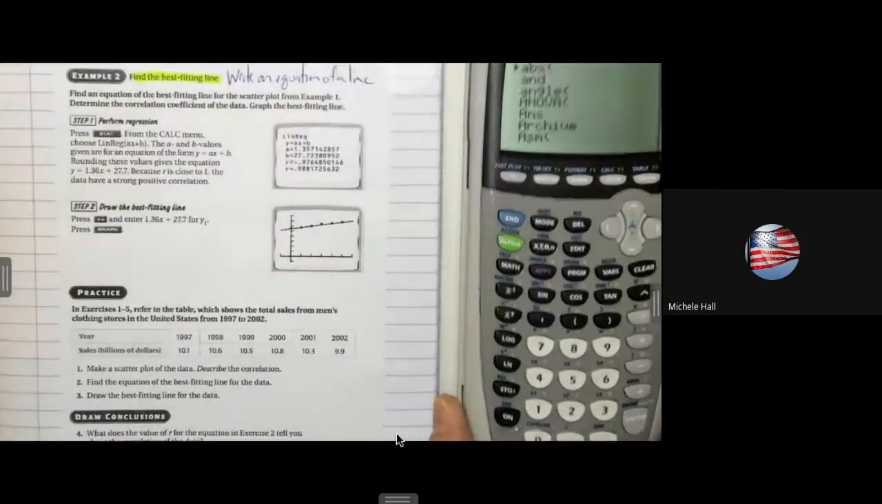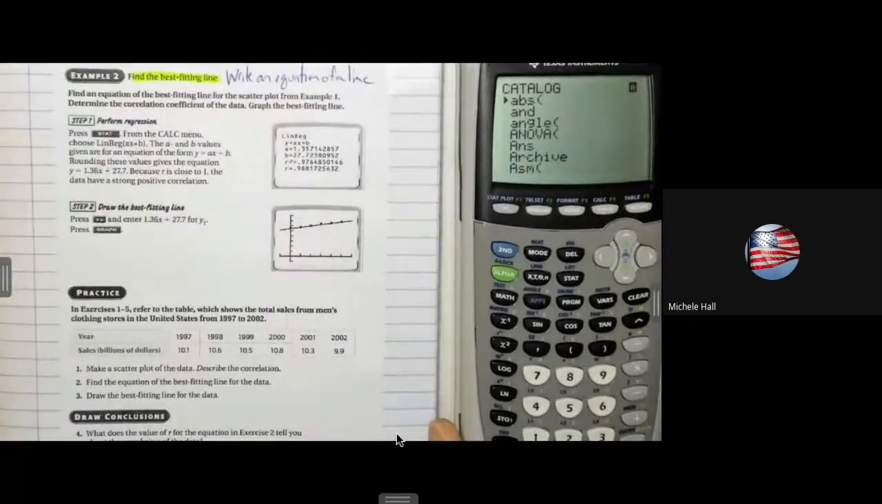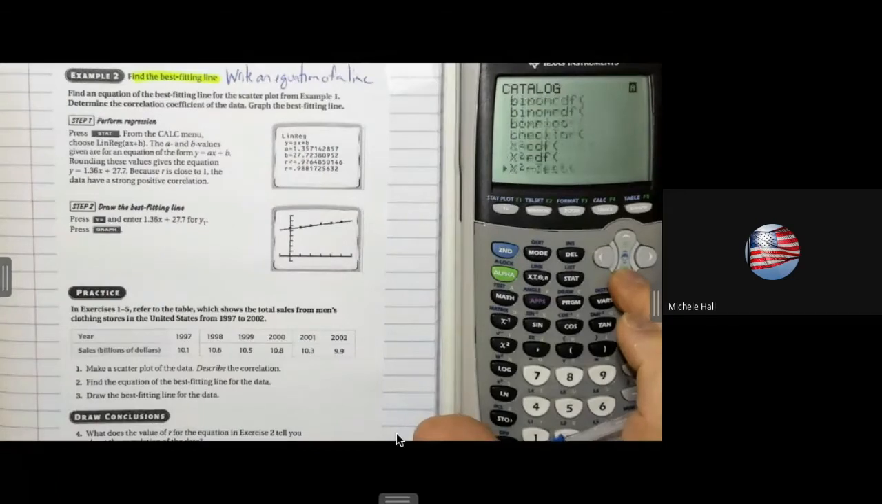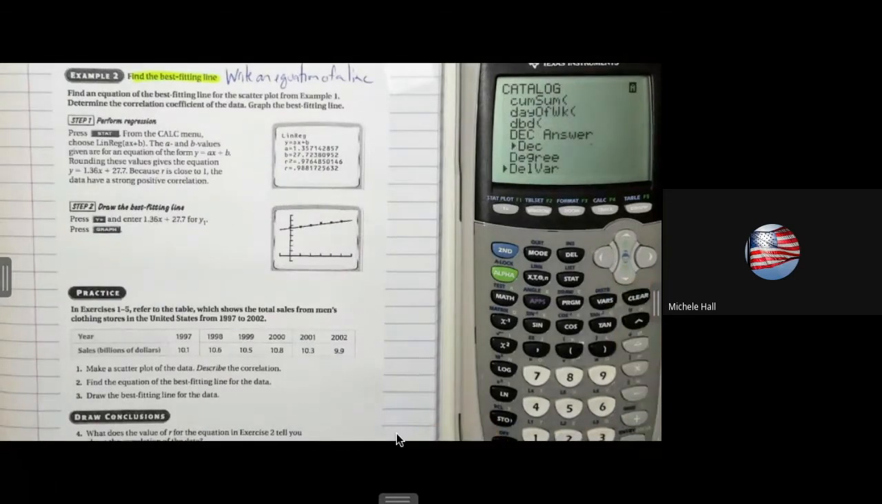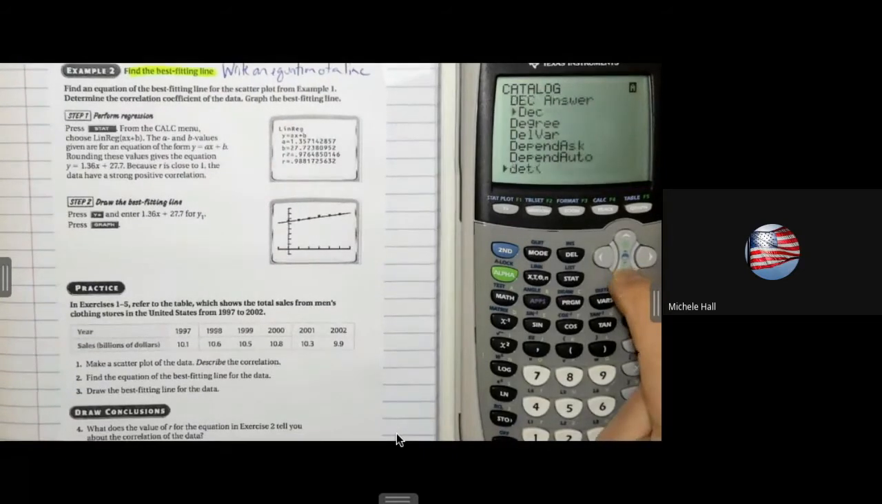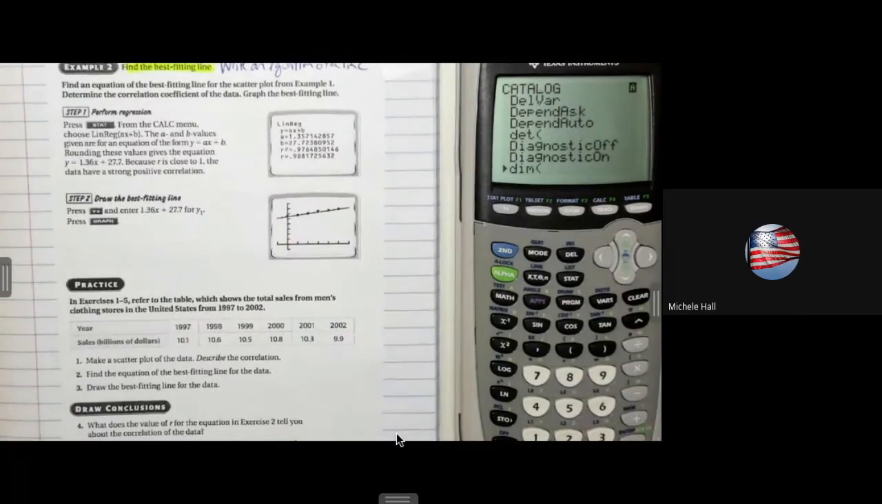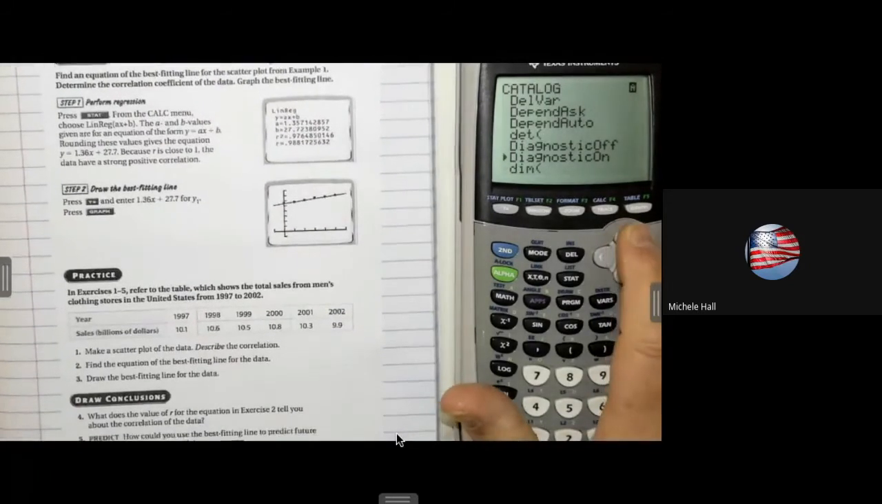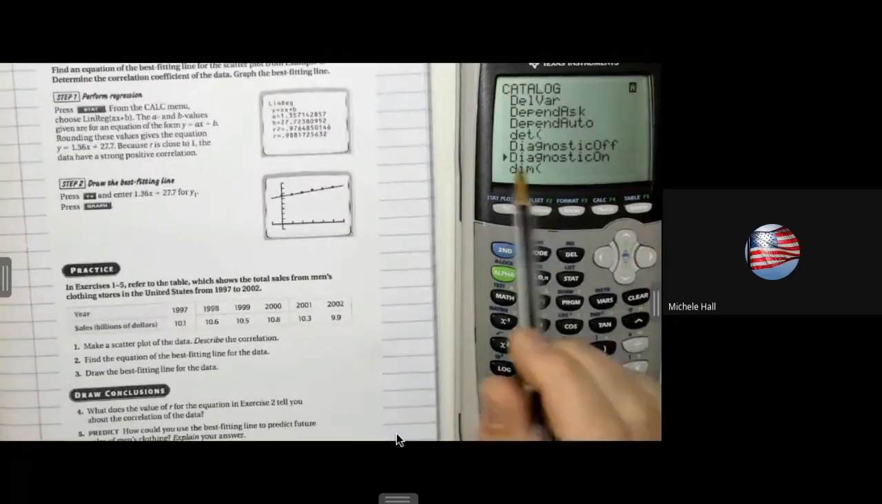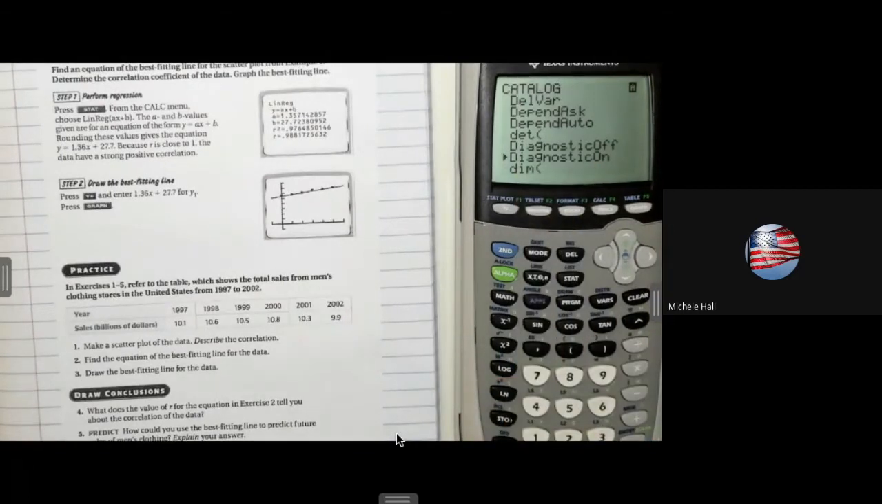And here is everything listed in alphabetical order. So I'm looking for D for diagnostic, so I'm just going to hold it down until I start getting into the D's and let off. When I get into D's, I'm looking for DI, diagnostic. There we go, diagnostic off and on. We need to turn it on. So the little arrow is next to diagnostic on. And then you hit enter, and hit enter again. And done.